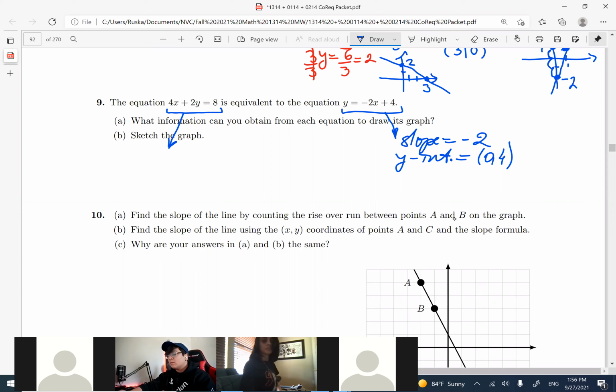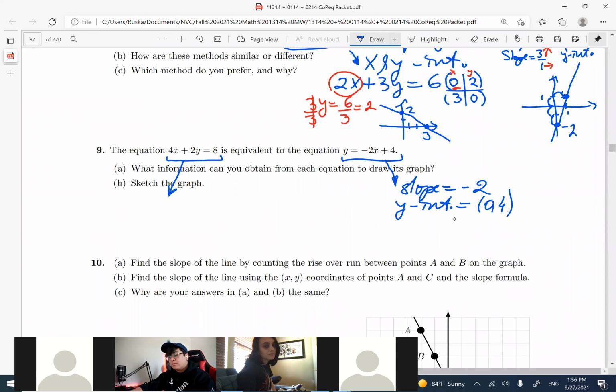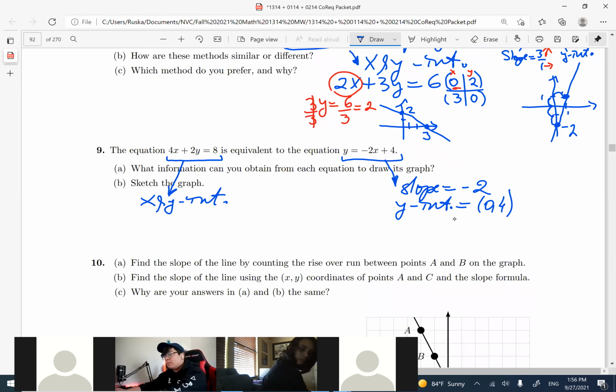Okay, so let's answer what information you can get from each equation. We know for the second equation, when it's y equals, you can get the slope and the y-intercept. How about this one? This is called standard form. What can you get from standard form? You can get the x and y-intercept easier. Okay, and then how do you graph it? If I want to graph, which method do you want to use, the first or the second? The slope-intercept, okay.